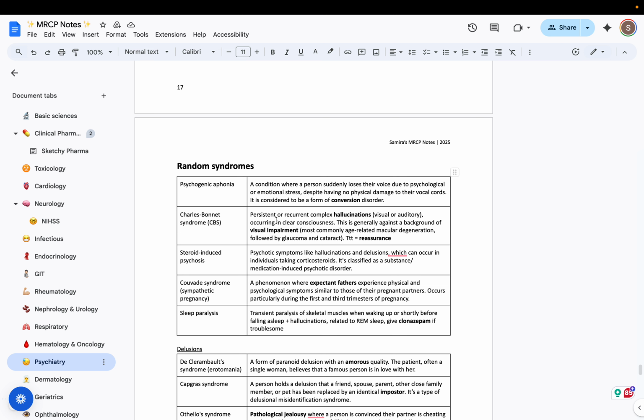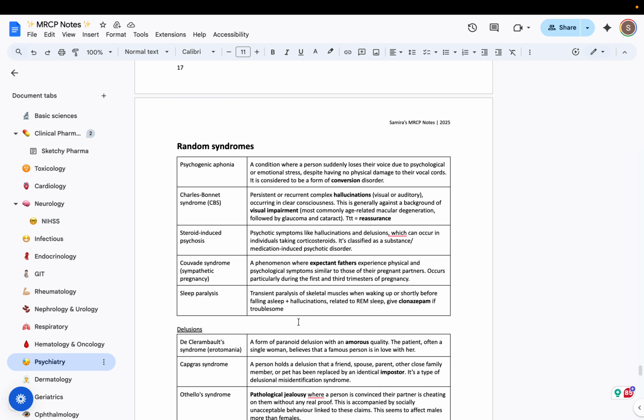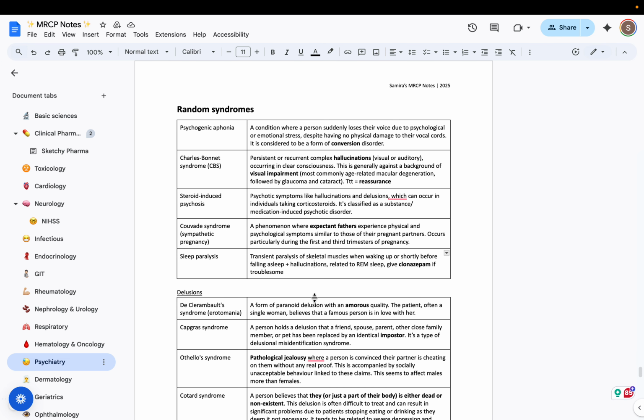Charles Bonnet syndrome has recurrent complex hallucinations, but it's because of visual impairment. Most commonly, age-related macular degeneration, glaucoma, and cataract. Treatment is reassurance. Steroid-induced psychosis is a substance or medication-induced psychotic disorder. Couvade syndrome is sympathetic pregnancy, when expectant fathers experience physical and psychological symptoms similar to their pregnant partners. Sleep paralysis is transient paralysis of skeletal muscle when waking. We give clonazepam if they're troublesome.